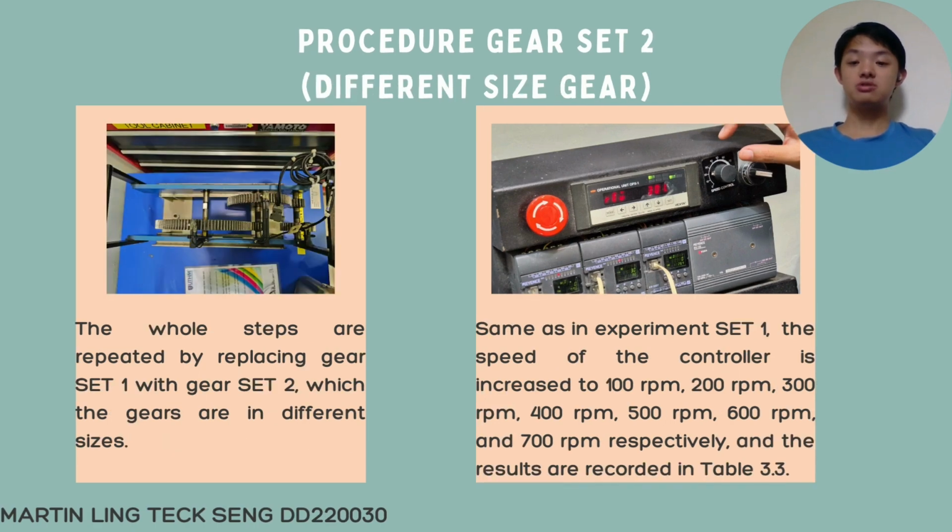Then the whole steps are repeated by replacing gear set 1 with gear set 2, in which the gears are of different sizes, and it is the same as in experiment 1. The speed of the controller is increased to 100, 200, 300, 400, 500, 600, and 700 RPM respectively, and the results are also recorded in table 3.3.